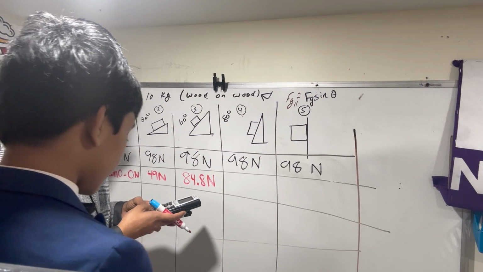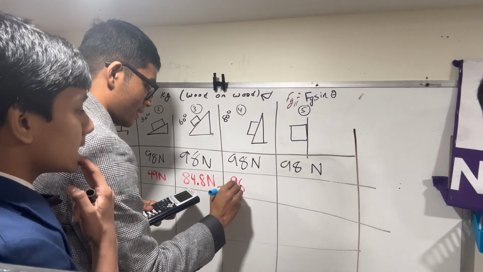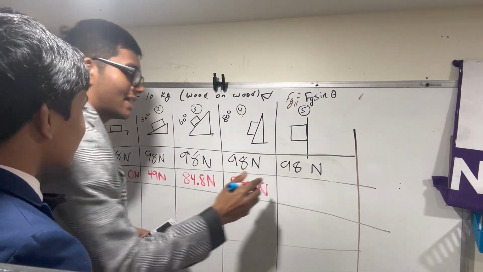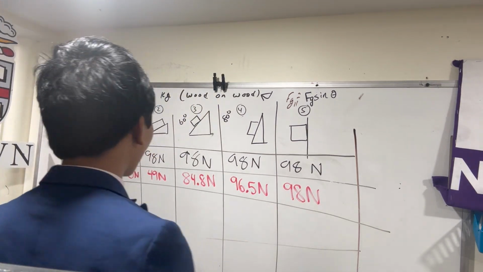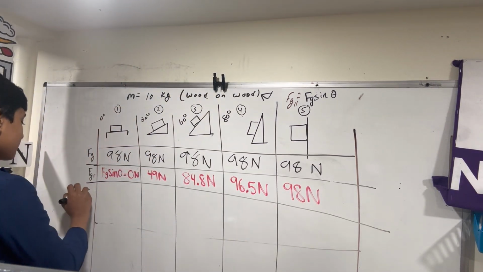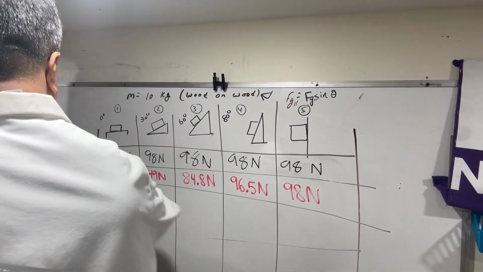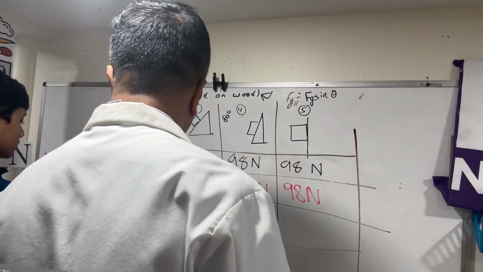Sine of 80 times 98 is 96.5. And let's see if our hero can finish the last one. For the last one, F_g parallel with this. Isaac, wow, can you do F_g perpendicular now? Okay, don't take too much space. This is our last, so don't take too much space. No friction. We do friction.